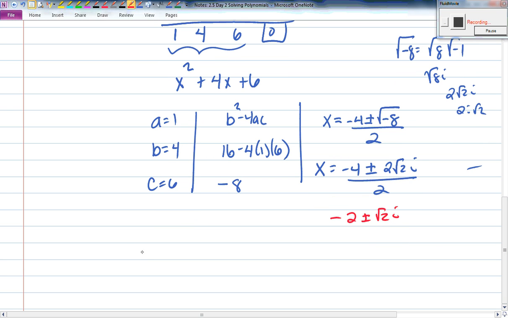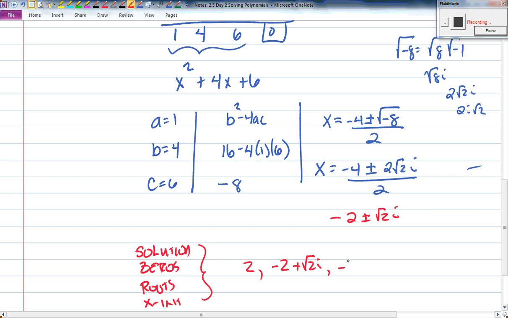So when I'm all said and done, the solutions, or the zeros, or the roots, or the x-intercepts, all of these things mean the same thing. They are 2, negative 2 plus root 2i, and negative 2 minus root 2i.